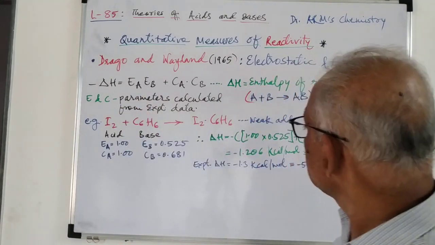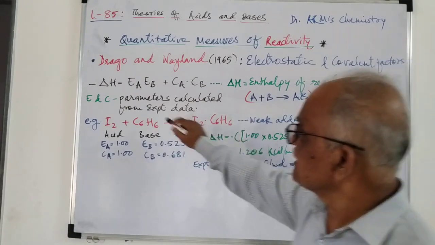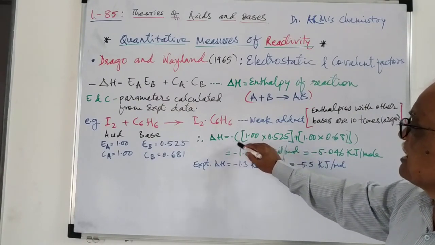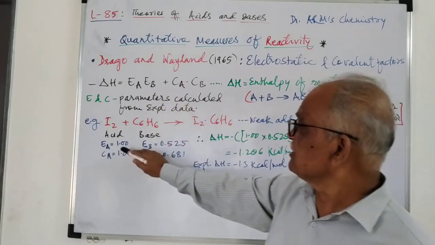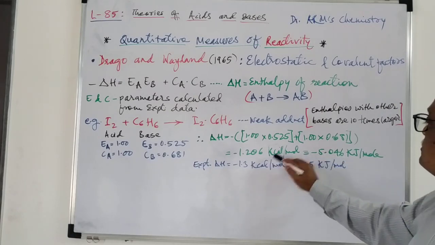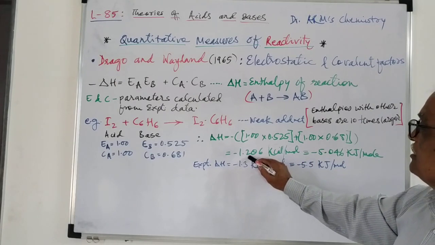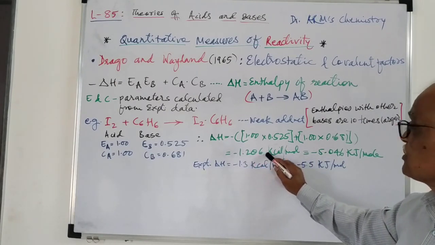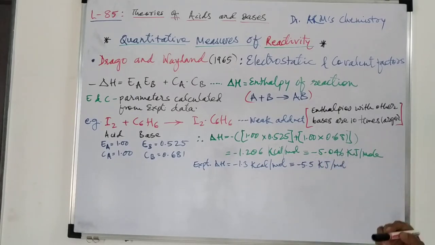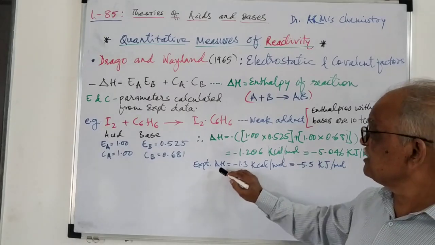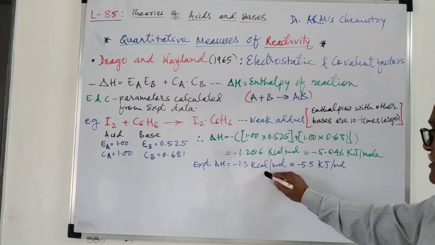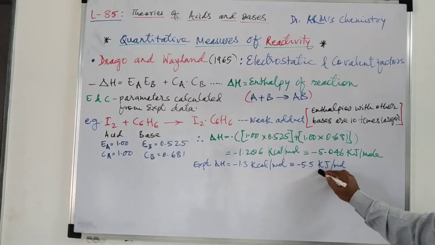enthalpy of reaction. If you calculate this delta H, we have taken this negative sign on this side, and then we have got this equation. By substituting the values of EA and EB into this equation, we finally obtain the value in kilocalories, minus 1.206 kilocalories per mole. It is equivalent to minus 5.046 kilojoules per mole. Similarly, the experimental value for delta H is minus 1.3 kilocalories, which is equivalent to minus 5.5 kilojoules per mole.